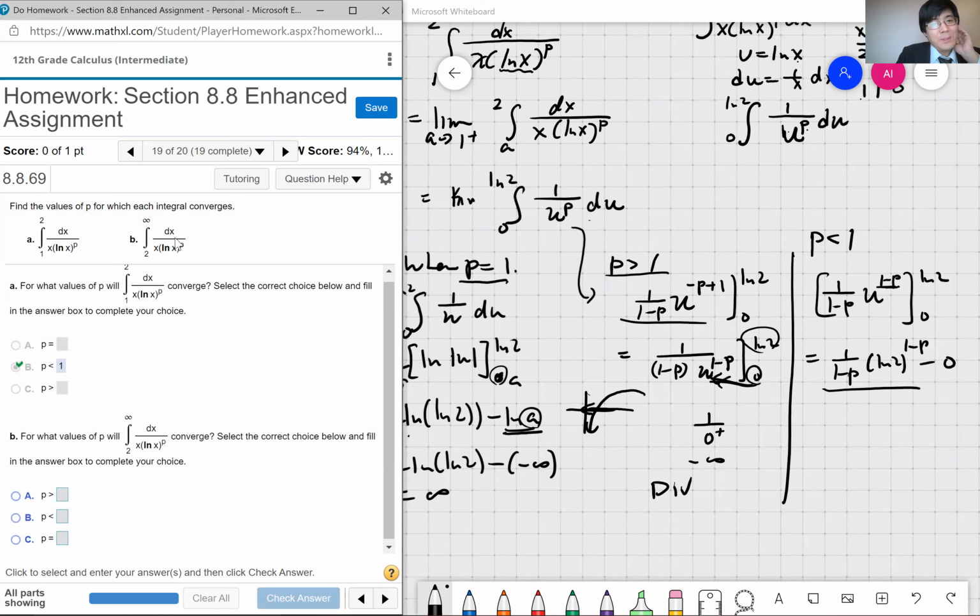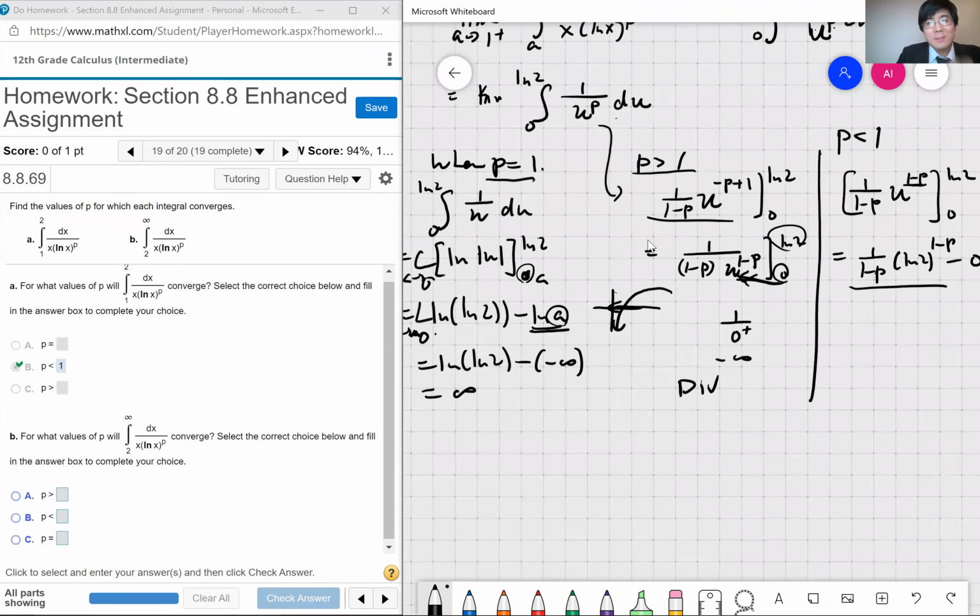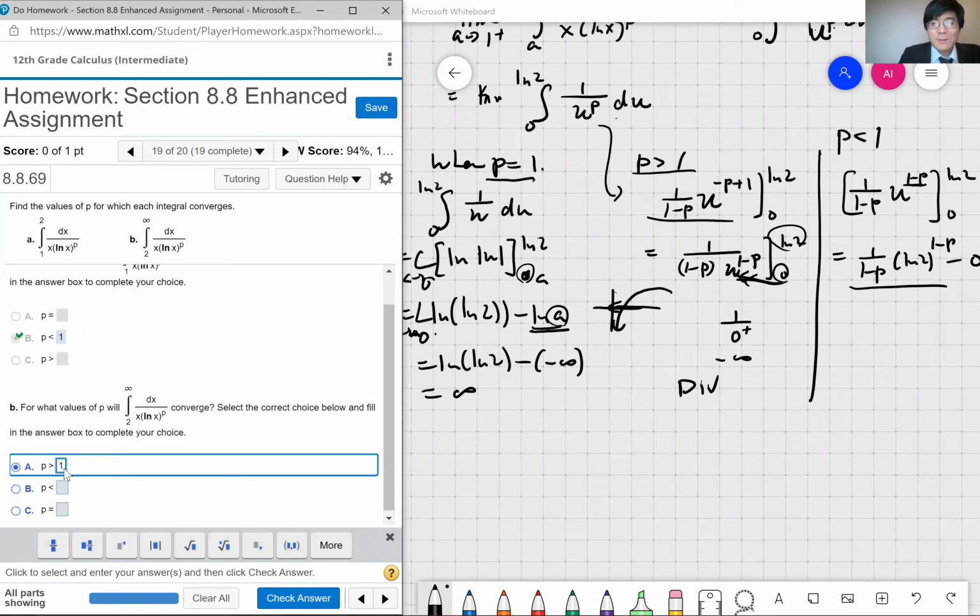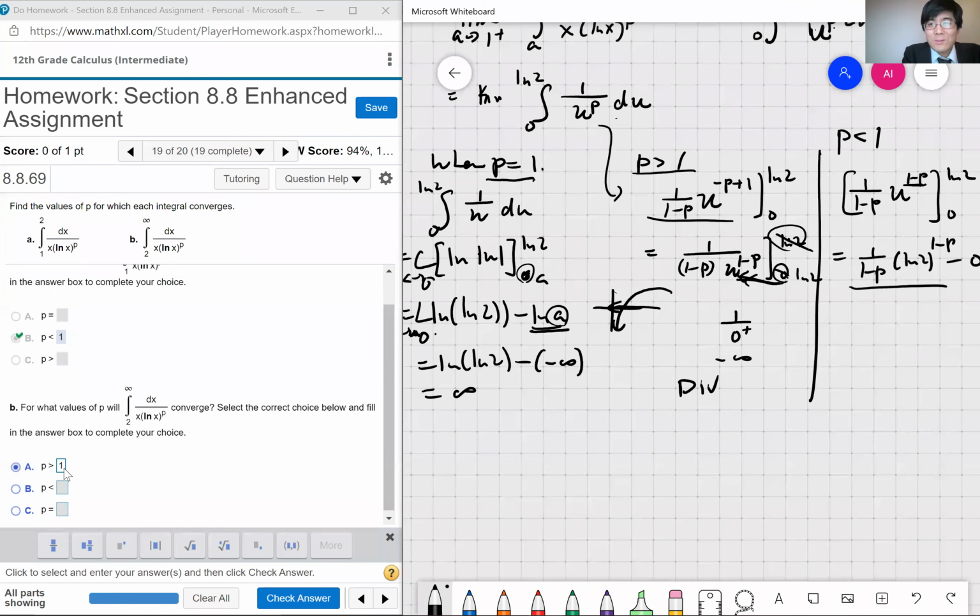Now, if you do something similar for the different interval, which I'm not going to show here, in this case it's going to be kind of switched. So when p is greater than 1, because now instead of plugging 0 through ln 2, you want to plug in ln 2 through infinity. So now this is going to converge. If you plug in ln 2 through infinity, then this is going to diverge as well, because this is going to become infinity.